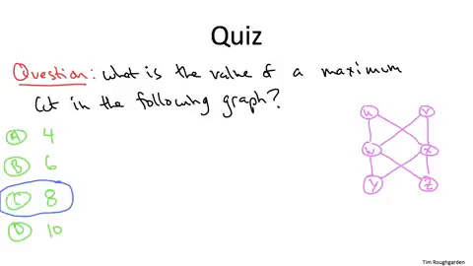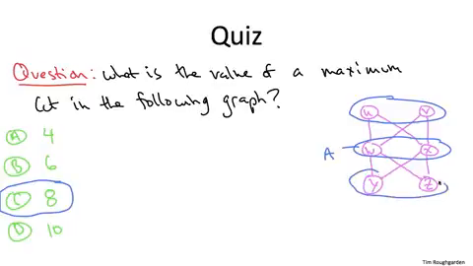Specifically, take one group A to be the vertices W and X, and take the group B to be the vertices U, V, Y, and Z. There are no edges internal to A. There are no edges internal to B. Every edge has one endpoint in each.